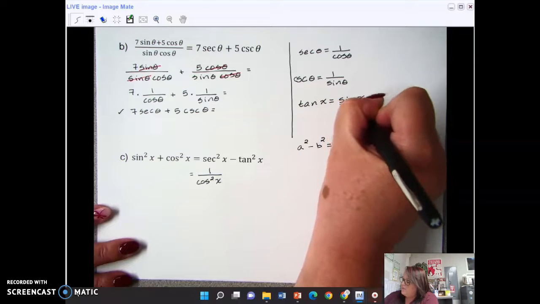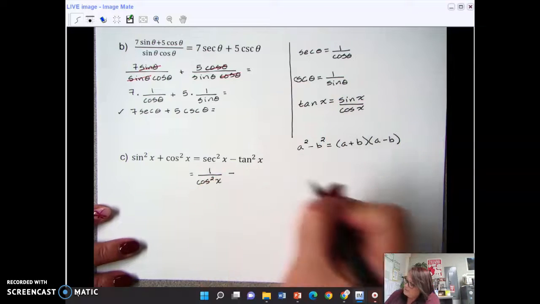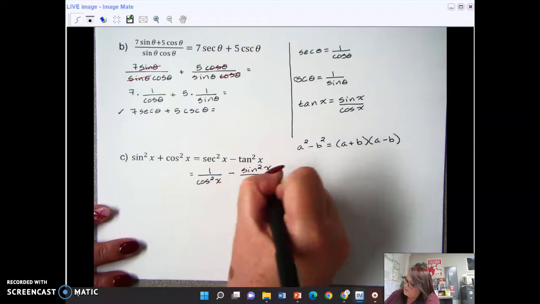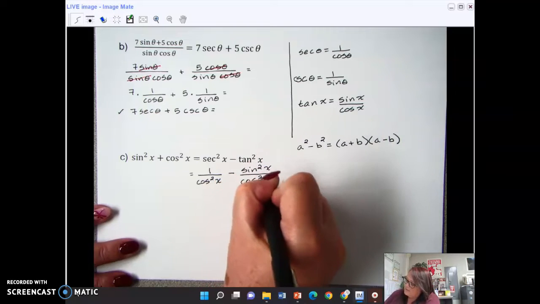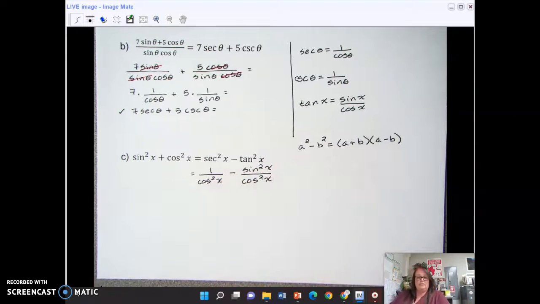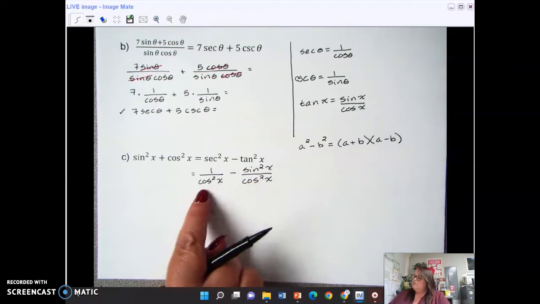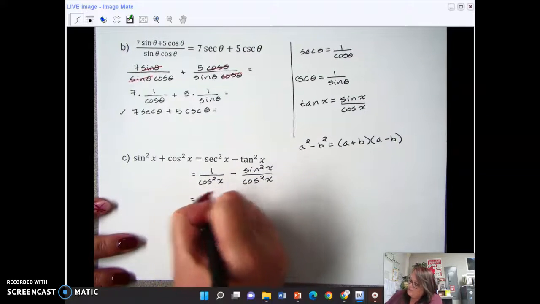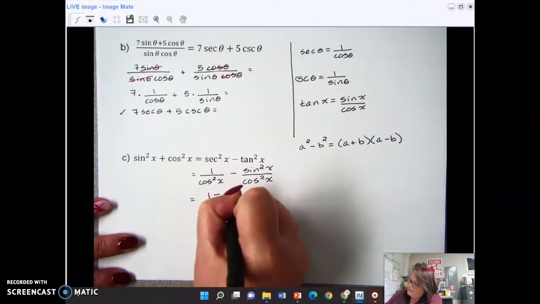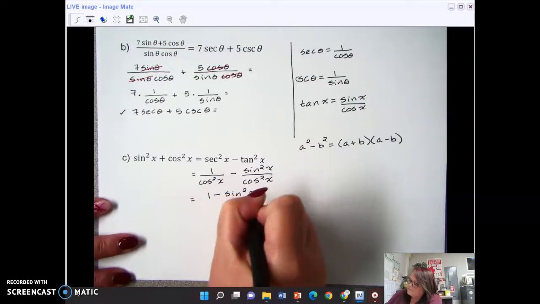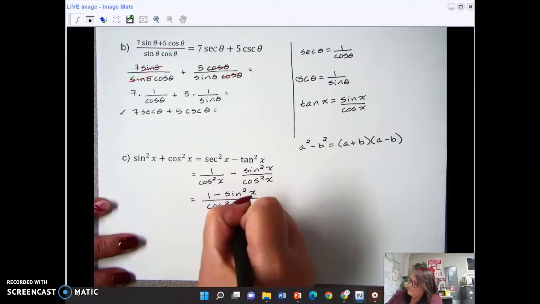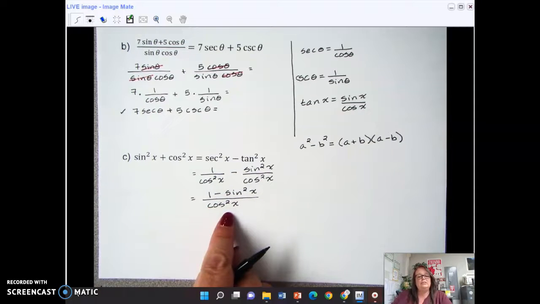So it's a good idea to memorize these. So this is minus sine squared of x over cosine squared of x, because that was tangent squared instead of just tangent. So then the beautiful thing is I have the denominators the same. So that means that I have 1 minus sine squared of x over cosine squared of x. And so my denominator stays the same.